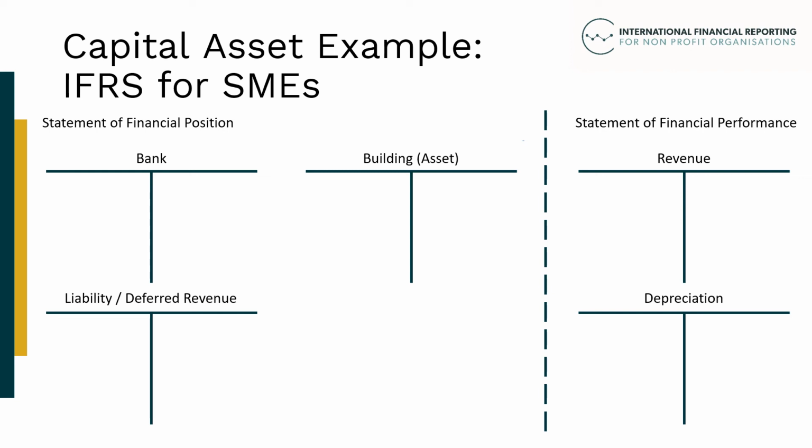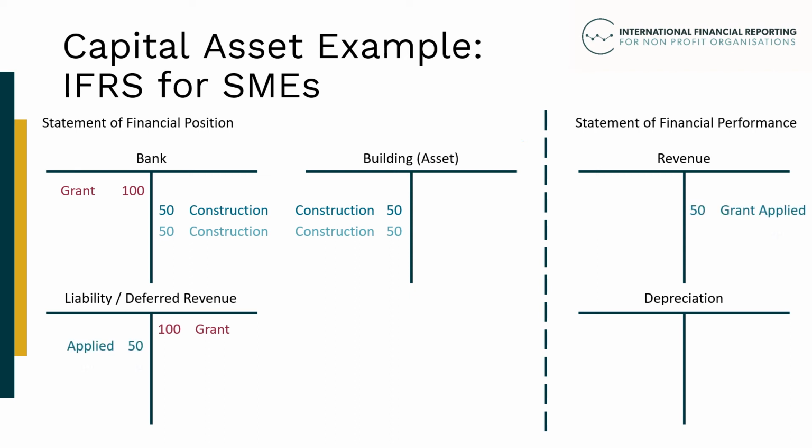At the start of the first year, the grant of 100 is received. Debit bank 100, credit liability 100. Construction takes place over 2 years. Debit asset 50, credit bank 50 in each year. As the construction takes place, the performance requirements are satisfied and revenue is recognised. Debit liability 50, credit revenue 50 in each year.